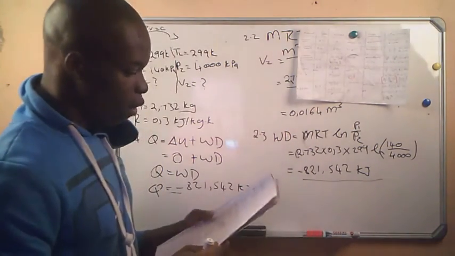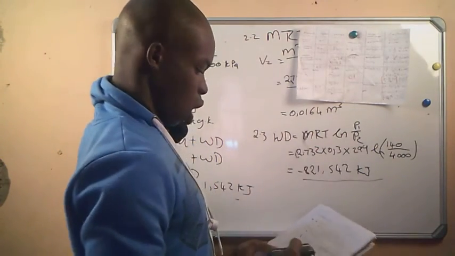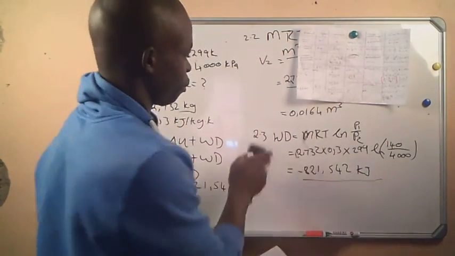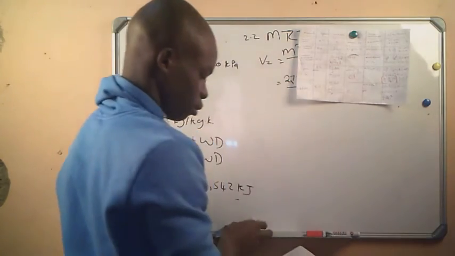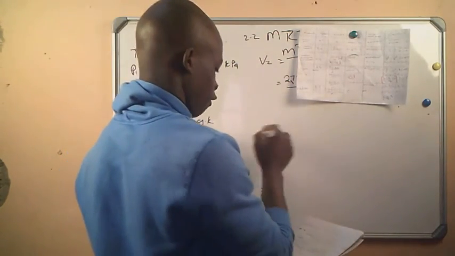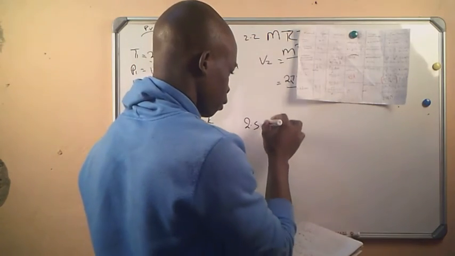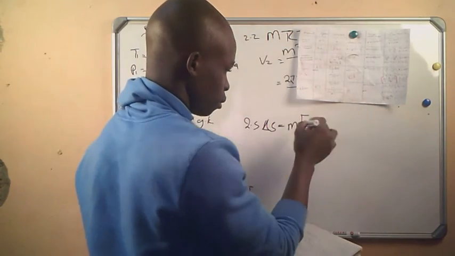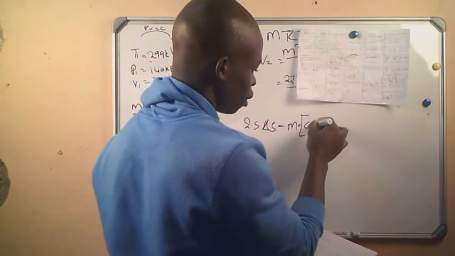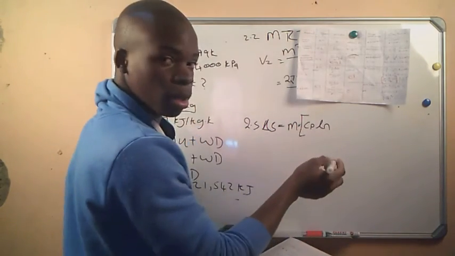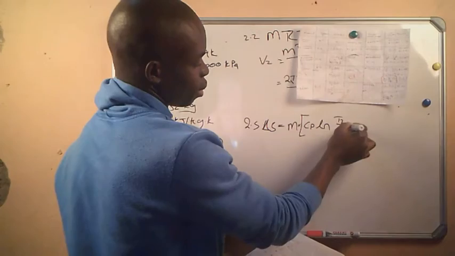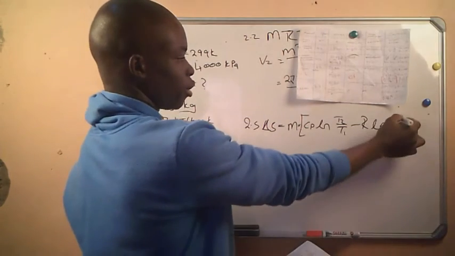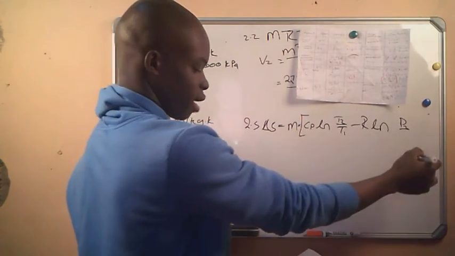And then we do our final question. We say calculate the change in entropy. Let's erase these. Now we have a formula for entropy like this: change in entropy is equal to our M times Cp ln T2 divided by T1 minus our gas constant ln P2 divided by P1.